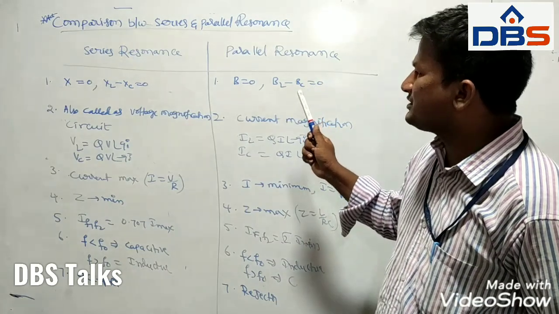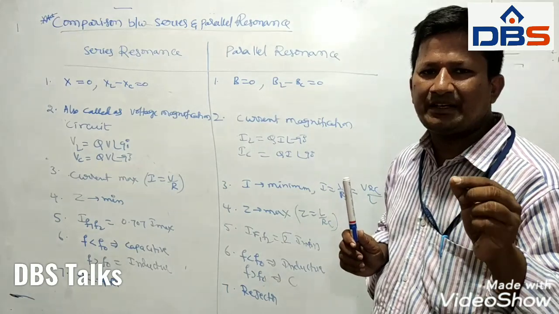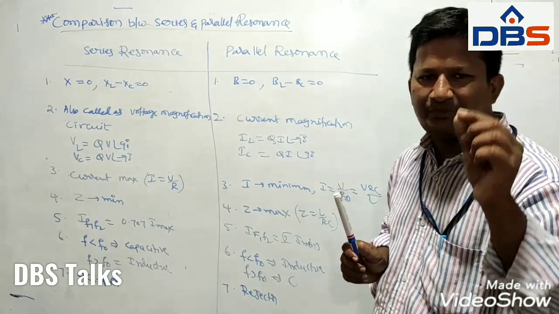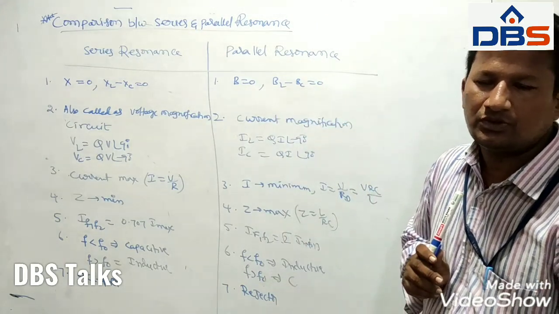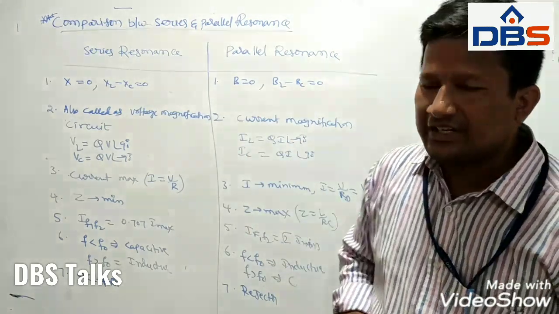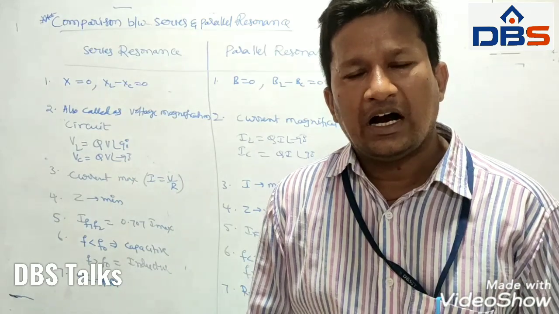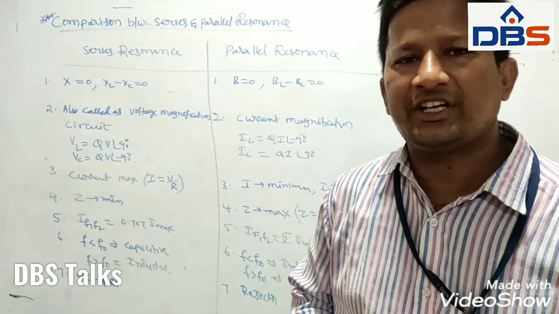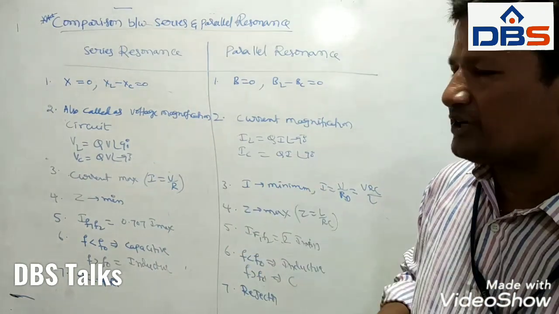That is the series resonance. Whereas in parallel resonance, net susceptance equal to 0. The resonance occurred where the net susceptance B equal to 0. That is BL minus BC equal to 0. So coming to the another definition. Series resonance we can also call a voltage magnification circuit. Always it will give in terms of voltage. Voltage will be different in the series circuit. Current must be same. That's why.